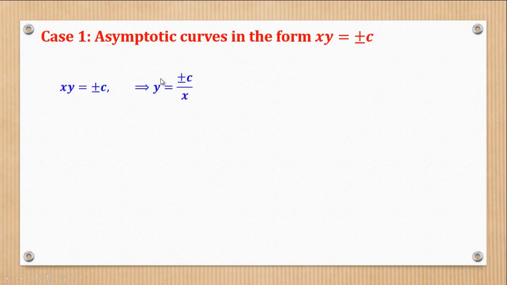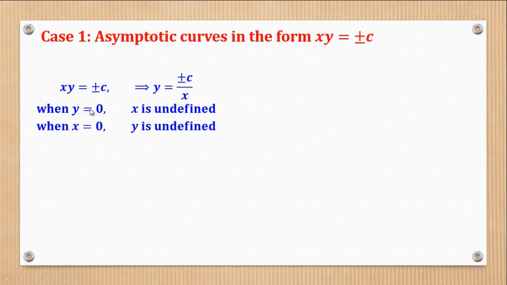So first is to rearrange and make y the subject to come up with plus or minus c over x. Now when y is equal to 0, I think we realize that x will also be undefined. Therefore this will be an asymptote. The curve never touches this line. Similarly, when x is equal to 0, y will be undefined, and therefore the curve never touches the line x equal to 0. What does that mean? It means that the line y equal to 0 and x equal to 0 are the asymptotes to this curve.